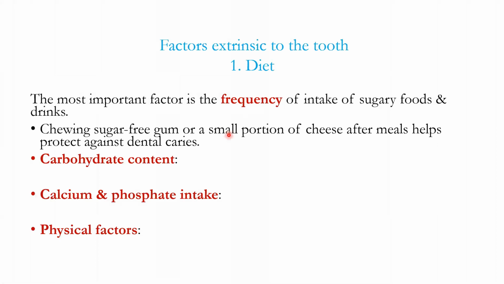Let's go to the factors which are extrinsic to the tooth, and we'll start with the diet, which is very important. Here I just want you to recollect the Stephan's curve which I discussed in the first part of this caries series, where we understood that it is not the amount of the sugar which is important, it is the frequency of the intake of the sugary foods and drinks. The more frequent intake of the sugar is going to keep the pH of the saliva acidic, and this is going to increase the incidence of the caries.